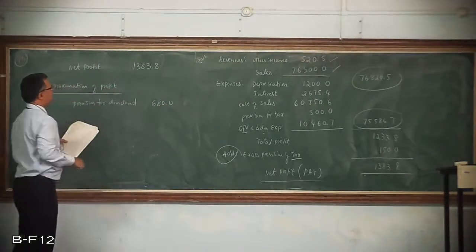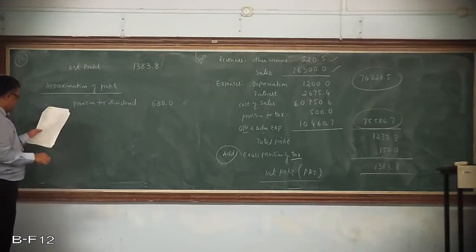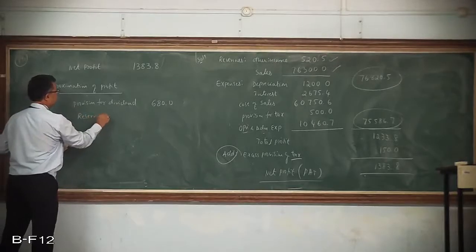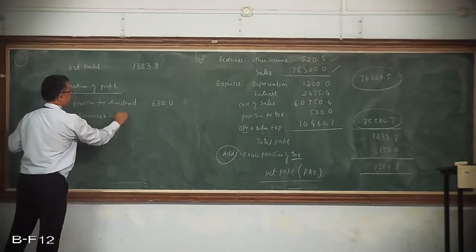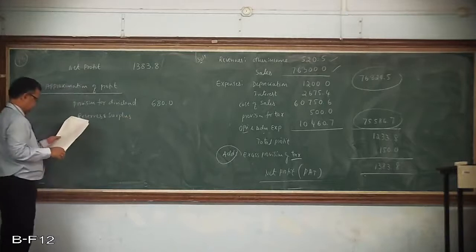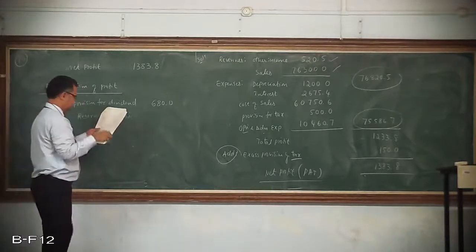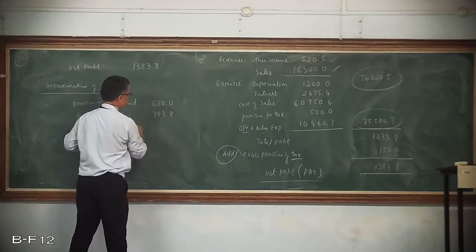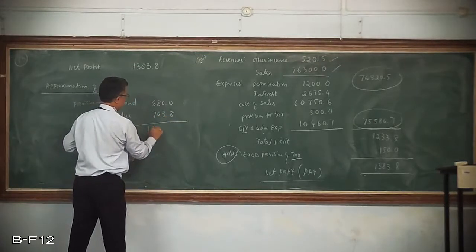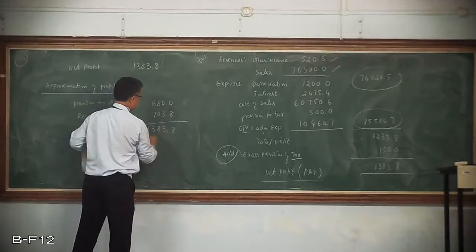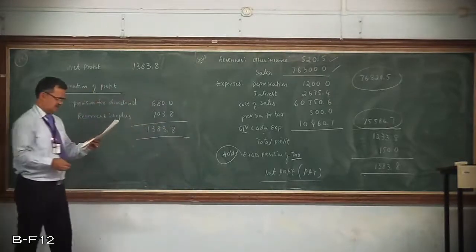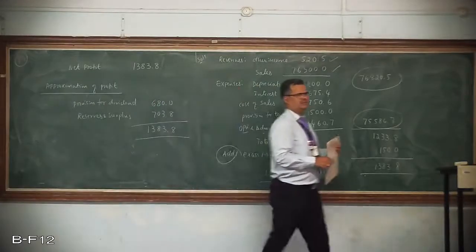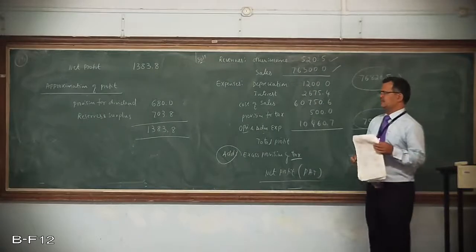So you have a profit of 1383.8. So now, reserves and surplus. Subtract this value. It is 703.8. Okay, that's all. That is the solution for the profit and loss account using a single step.